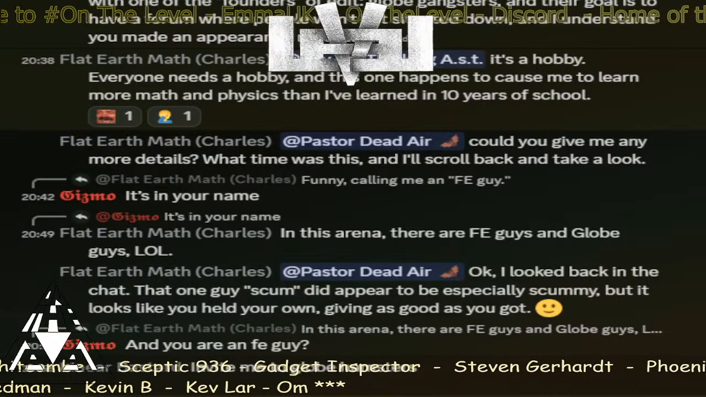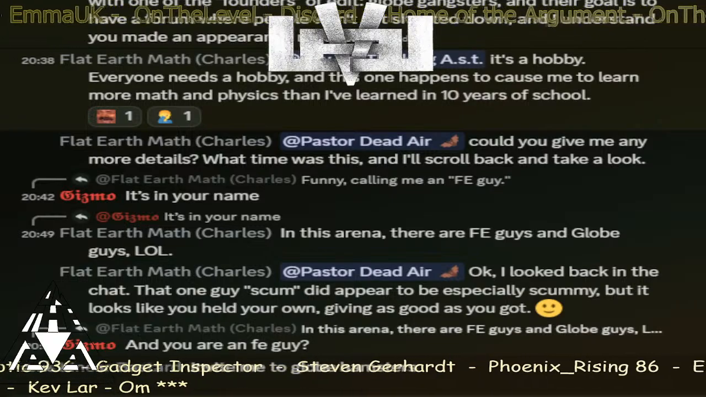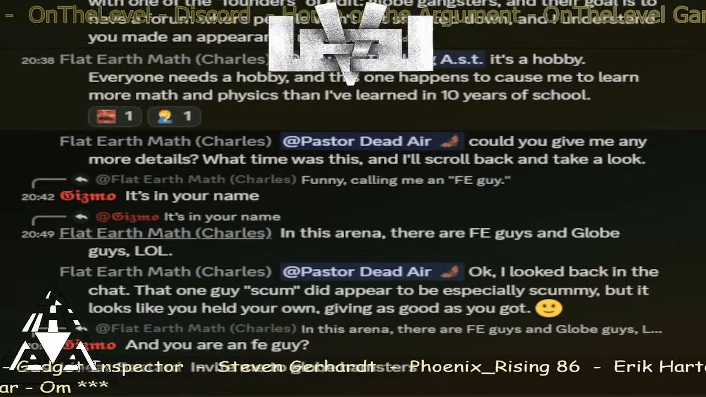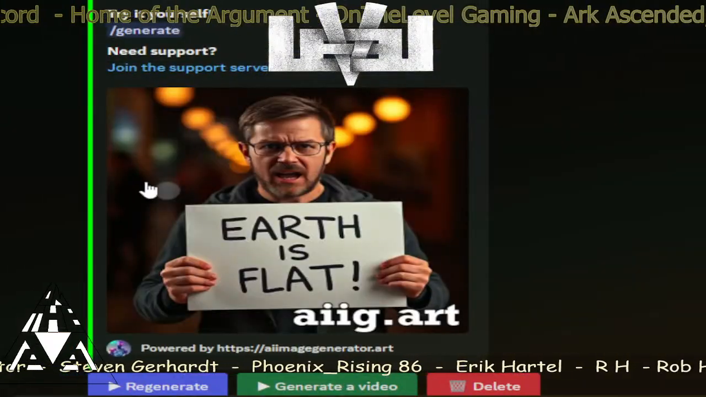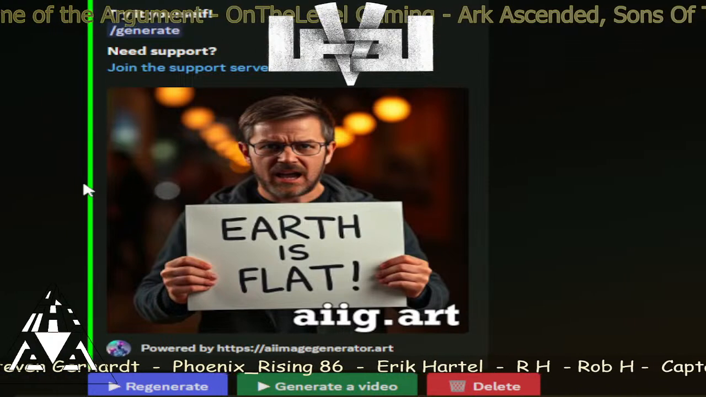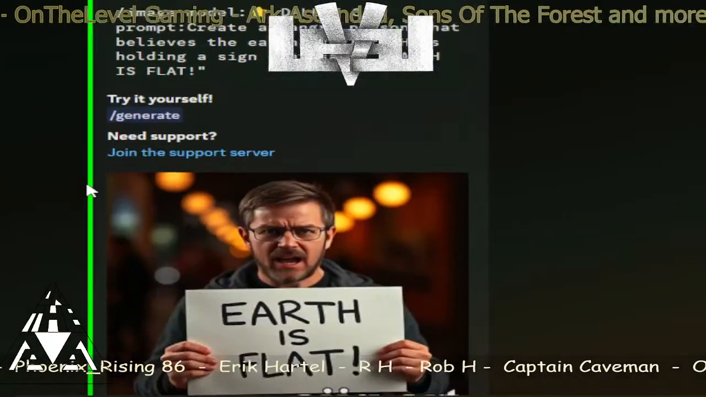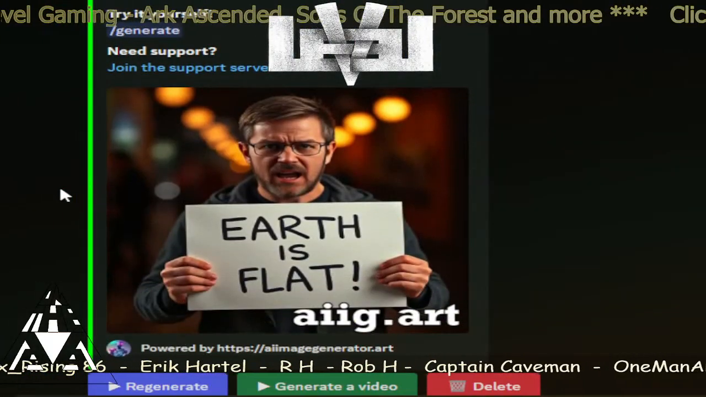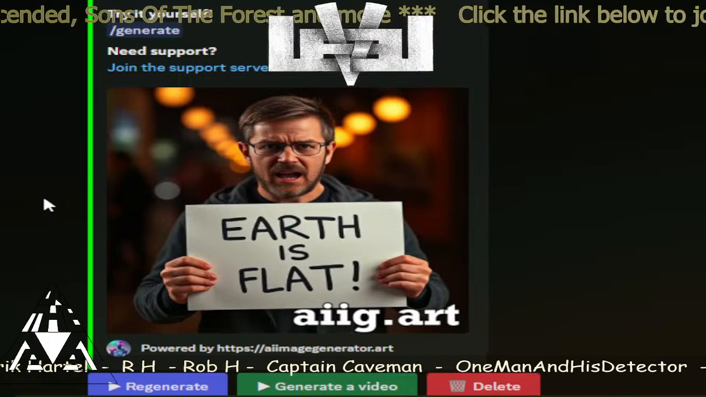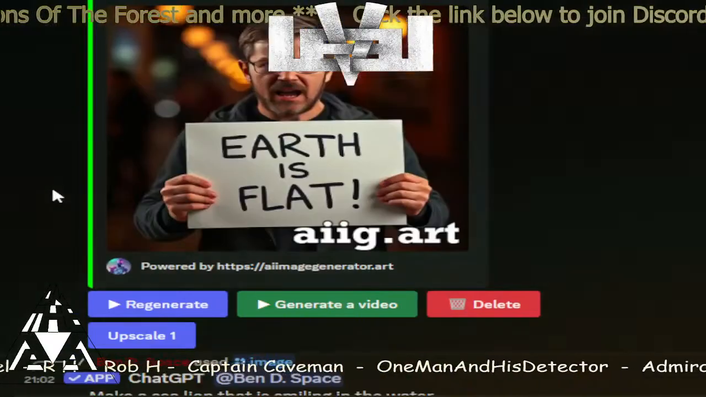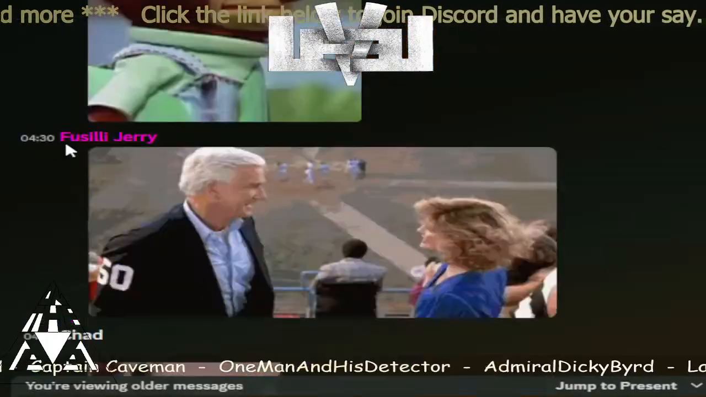Blue's got his argument. In fact, I'll send that argument over there to the globe gangsters. Look at that. They're making images as well. AI image generator. That's over there in the globe gangsters. ChatGPT prompts. Look at them. Look at them go.